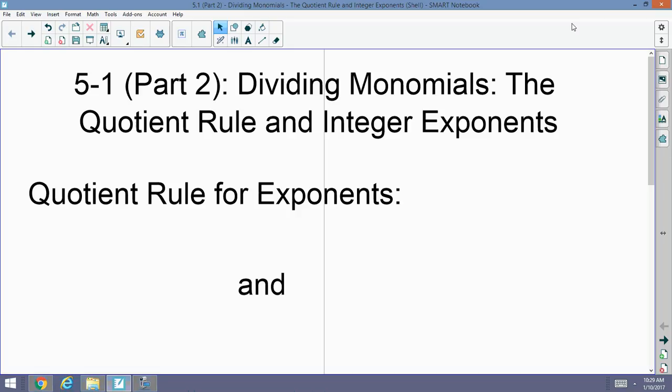Today, we are going to be talking about dividing monomials. Yesterday, we talked about multiplying monomials, and we learned the product rule, where if you multiply the same bases, you keep the base and add the exponent.